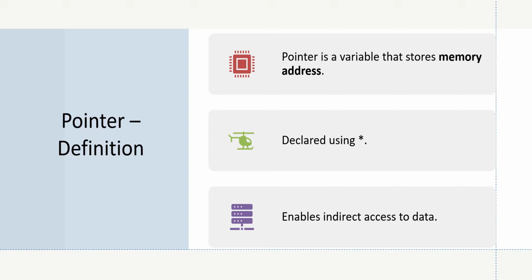Now let us define a pointer. A pointer is a variable that stores the memory address of another variable. Very important difference: a normal variable stores a value, a pointer variable stores an address. Pointers are declared using the asterisk symbol. Why do we need pointers? Because pointers allow indirect access to data, efficient memory usage, and modification of original data. Instead of copying a value again and again, we pass only the address. So a pointer is like a direction board telling where the data is stored in memory.